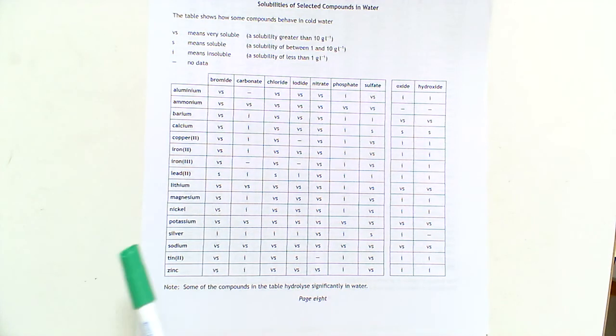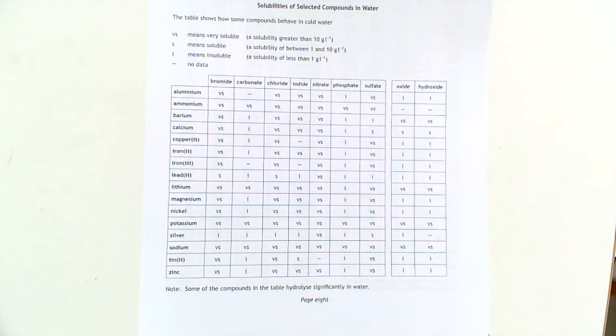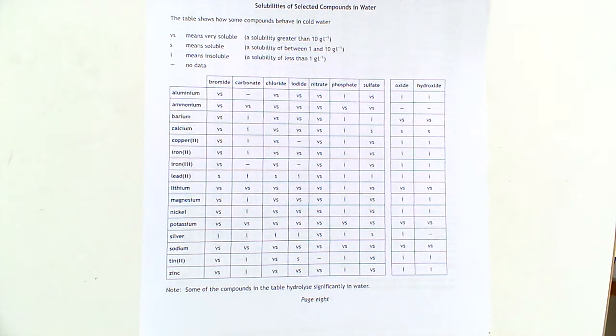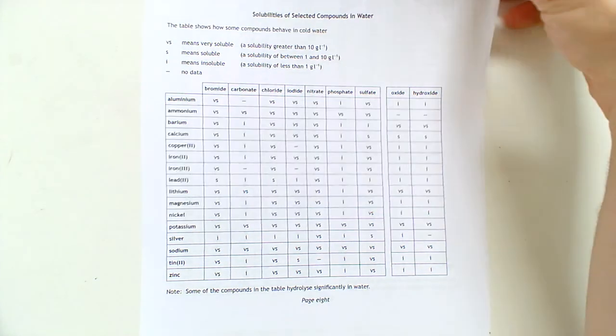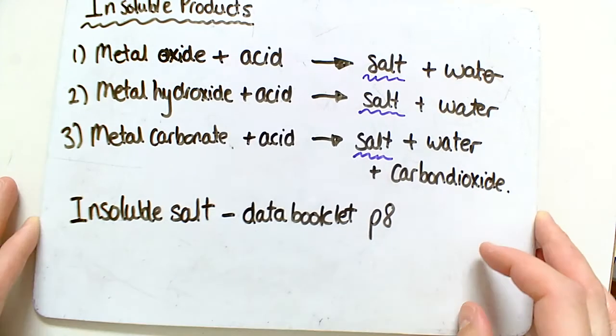Then magnesium. Well, magnesium's got a mixture. The magnesium carbonate is insoluble, magnesium phosphate is insoluble, magnesium oxide and hydroxide are insoluble. So if any of those form, we'd call it an insoluble product. And that's what we're looking for. So that's the main way that you can tell, is by looking at that.